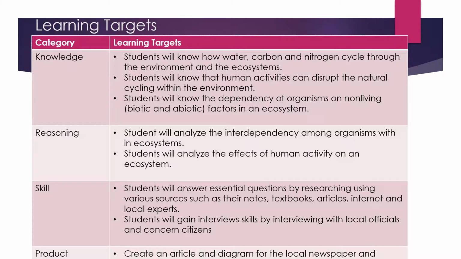In the category of reasoning, students will analyze the interdependence among organisms within the ecosystem, and students will analyze the effects of human activity on an ecosystem. In the category of skill, students will answer essential questions by researching using various sources such as their notes, textbooks, articles, internet, and local experts. And students will gain interview skills by interviewing local officials and concerned citizens. And in the category of product, students will create an article and diagram for the local newspaper.